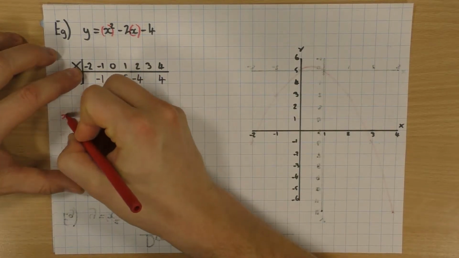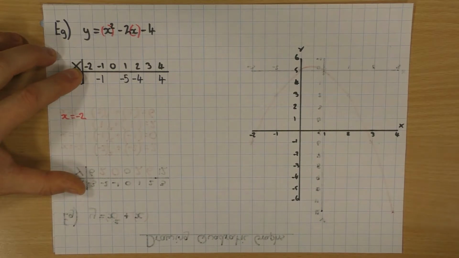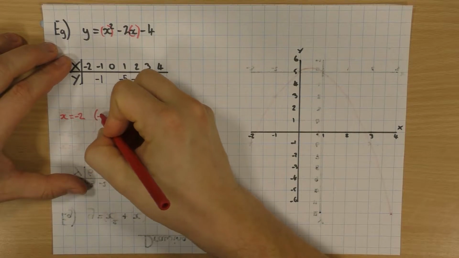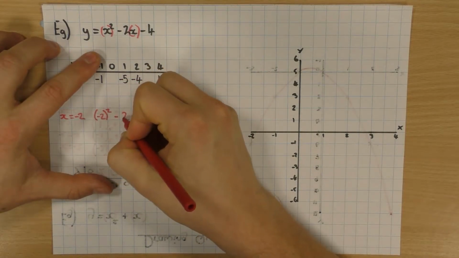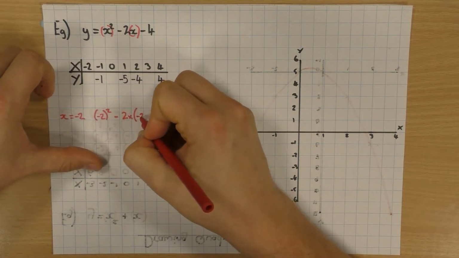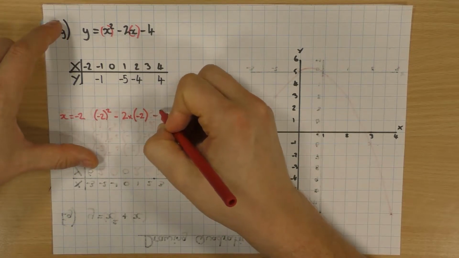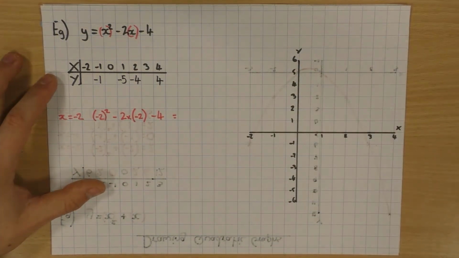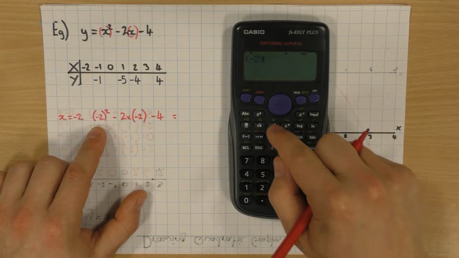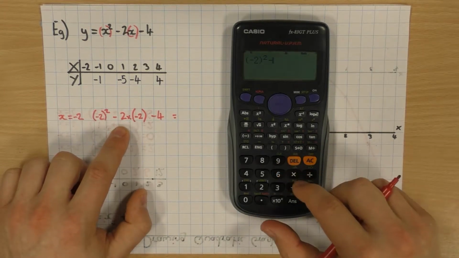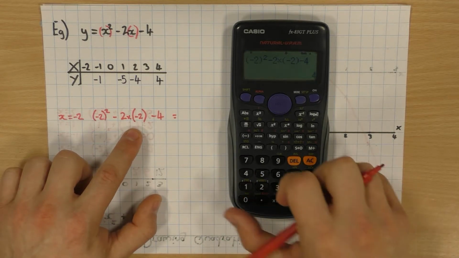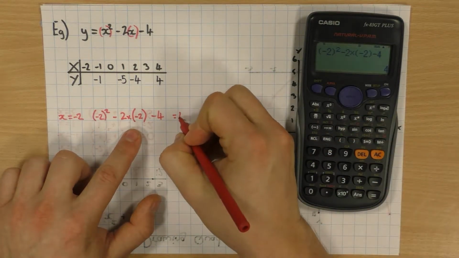So the first one here is x equals minus 2. I'm just going to substitute minus 2 into where I've got a bracket. So that'd be minus 2 squared, minus 2 times, and again, minus 2. Remember, 2x means 2 times x. And then I'm going to take away 4. So what does that get us? Let's have a look. In bracket, minus 2, close bracket, squared. Then I'm going to take away 2 times, in bracket, minus 2, and then minus 4. Press equals. What do we get? We get 4.